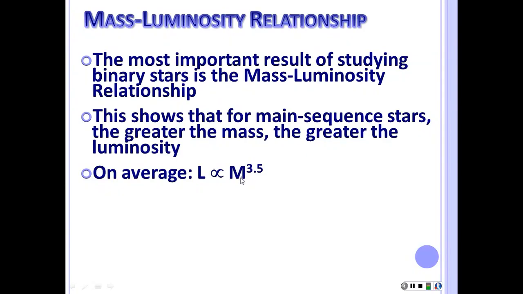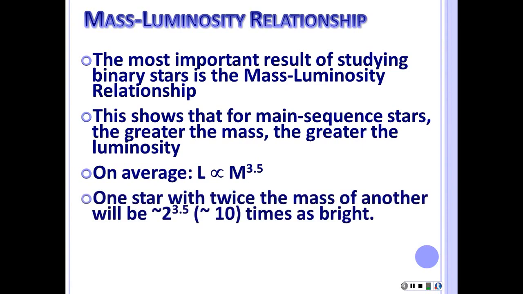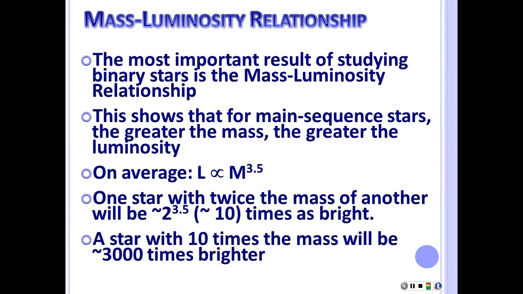And it turns out that it's more or less L goes as m to the 3.5, which means that, if you've got a star that is twice the mass, it'll be 10 times as bright. And if you've got a star that's 10 times the mass, it will be 3,000 times as bright, and so on.